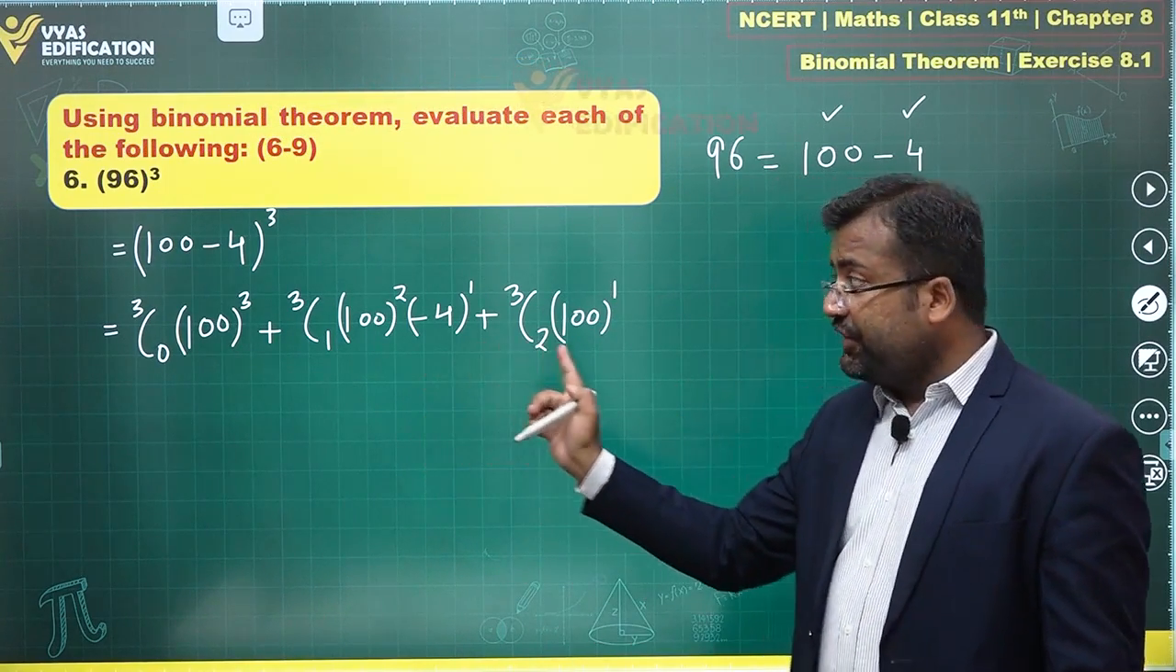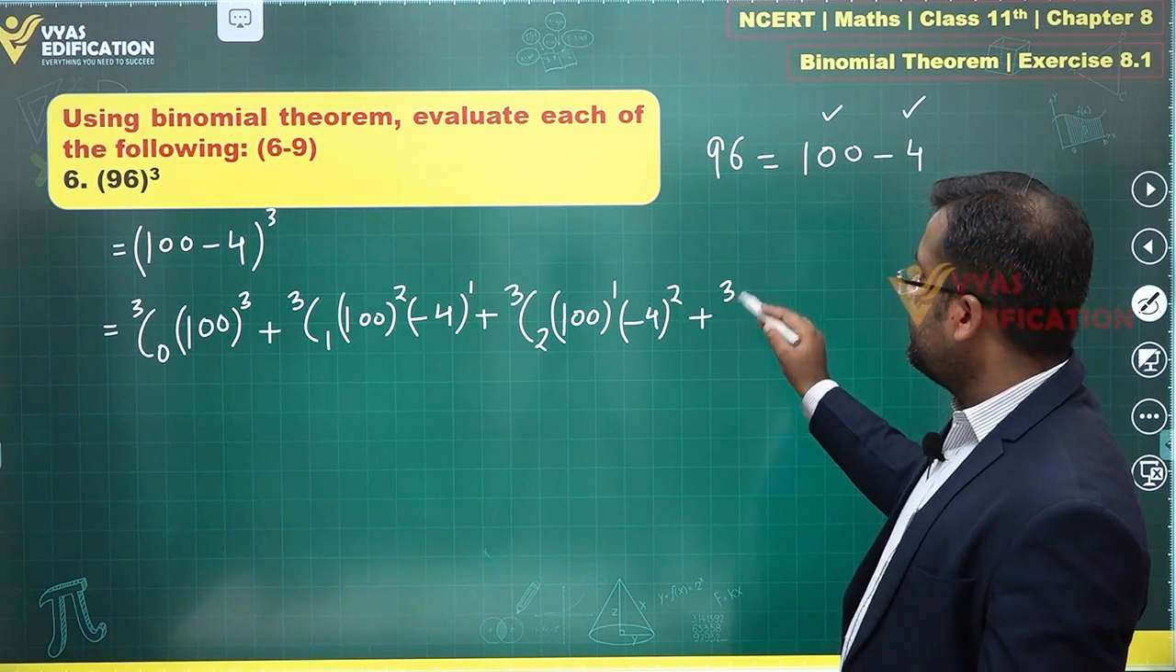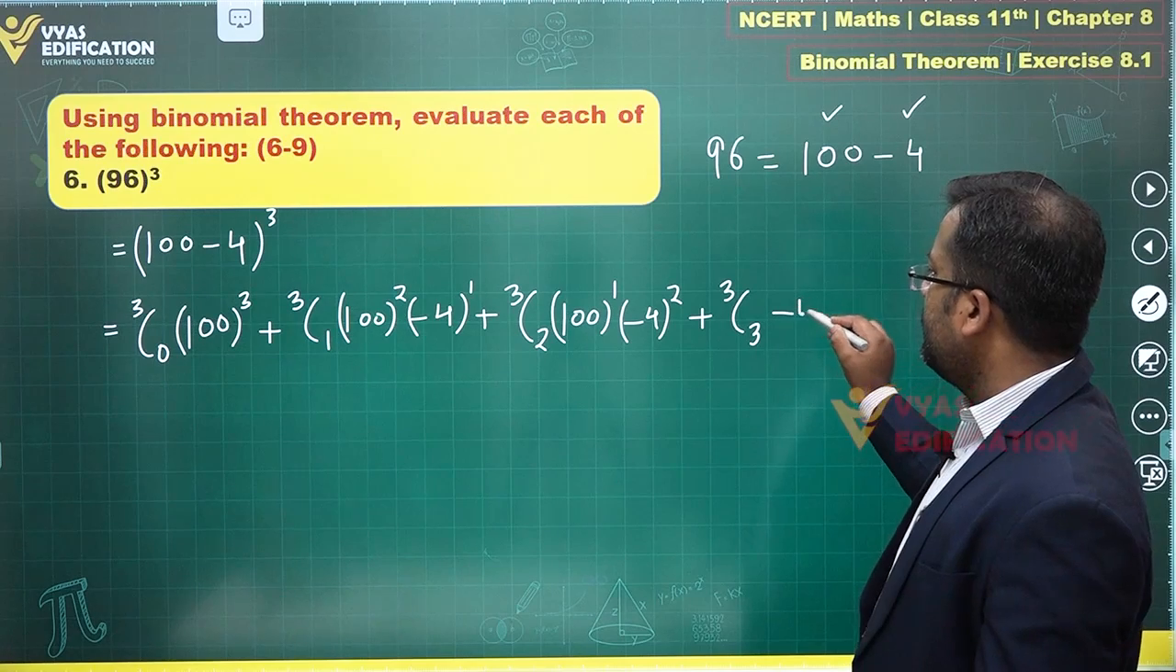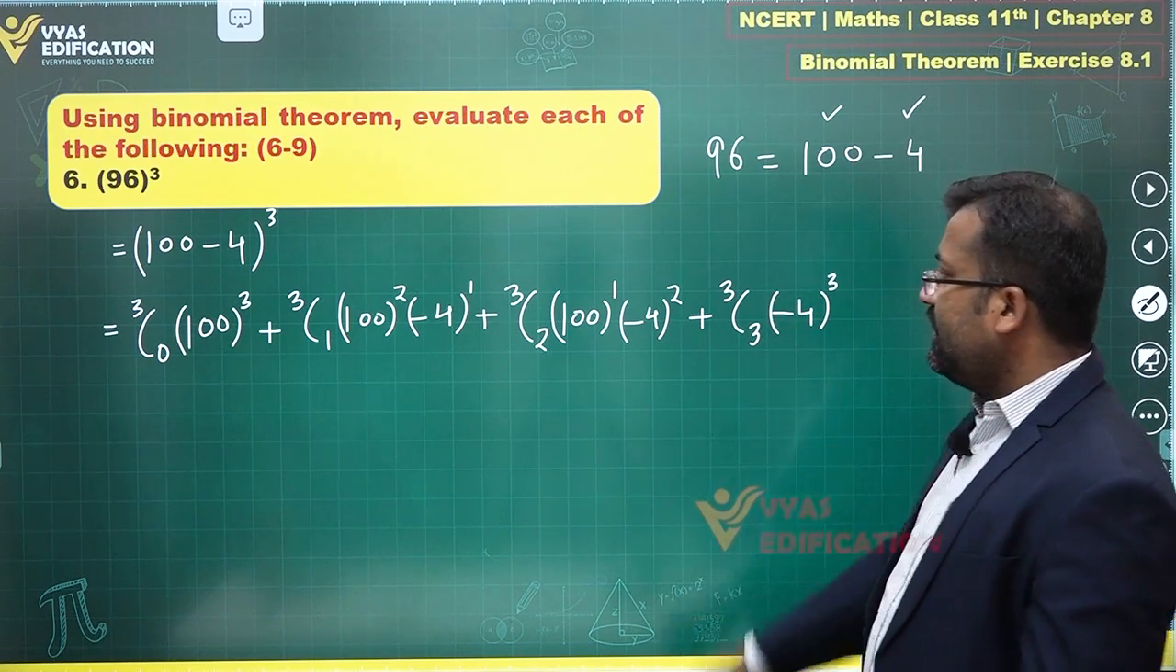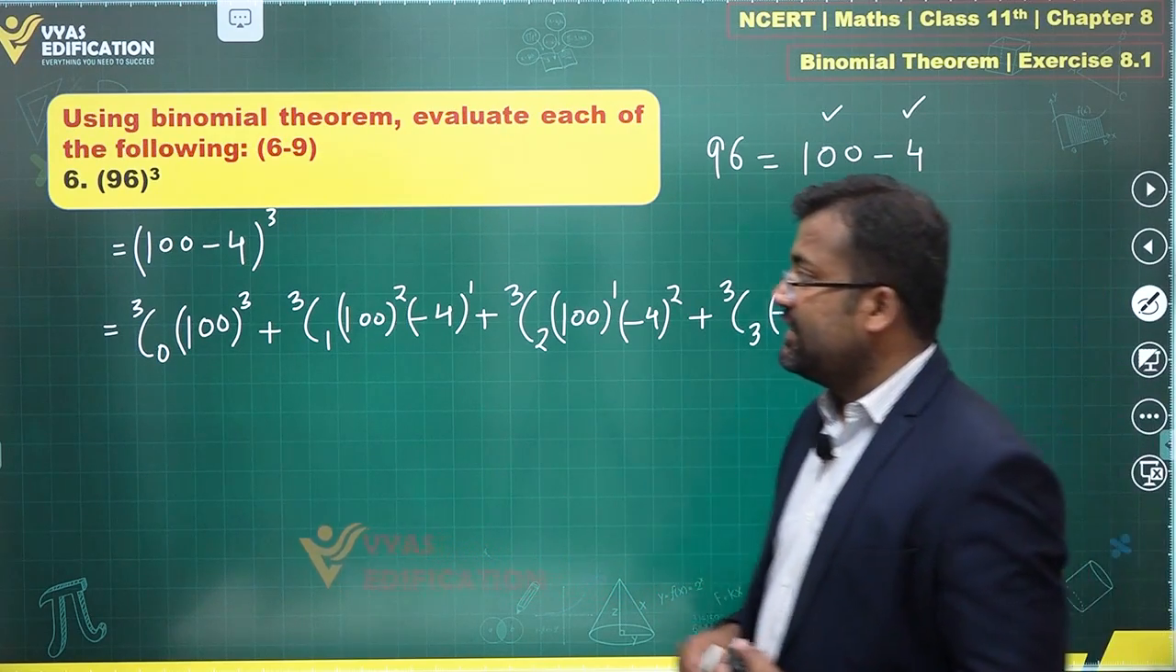The power of 100 is reducing. The power of minus 4 will increase. Plus 3c3, the power of 100 will be 0, and the power of minus 4 will be 3. This is what you get. Okay. Next, let's move on to the next step.